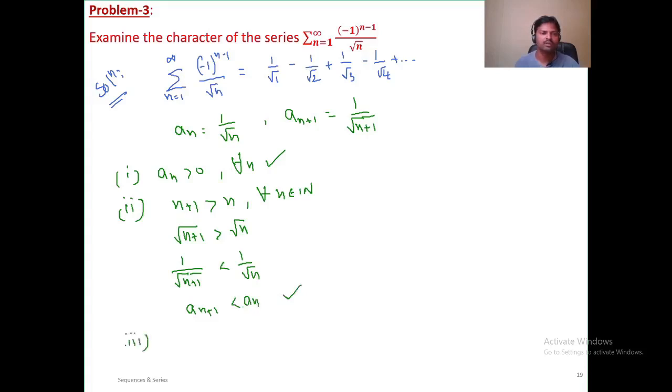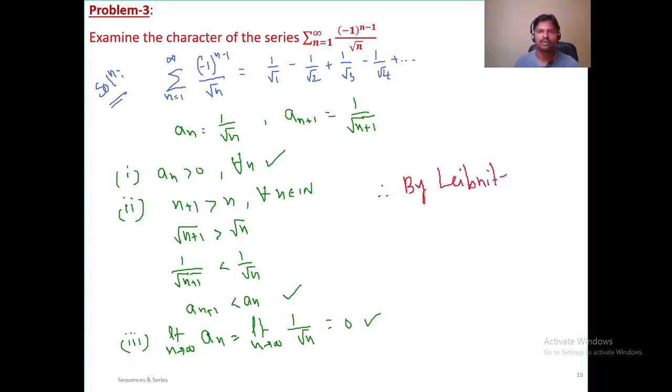Third condition: limit n tends to infinity of a_n, which is 1 by root n, and that will be 0. So the third condition is also satisfied. Therefore, by the Leibniz test, the series converges. That's it. The sum will be finite. In the previous problem, the sum is not finite, it is plus or minus infinity, which means it diverges. So with this I will stop.